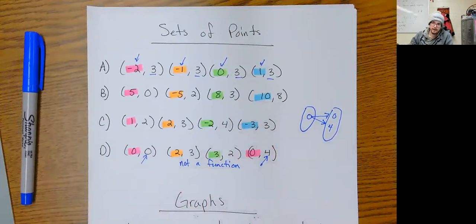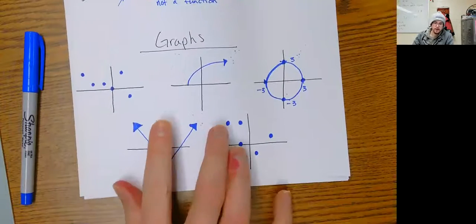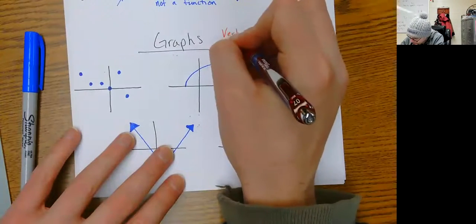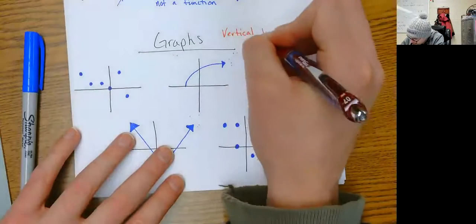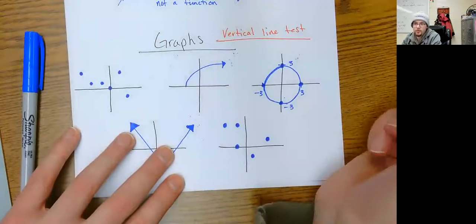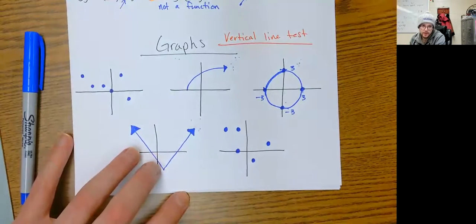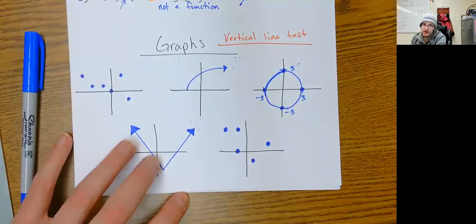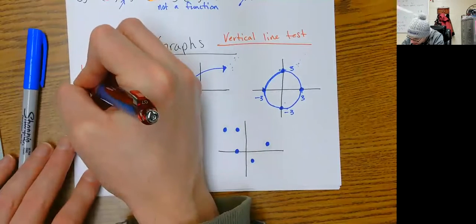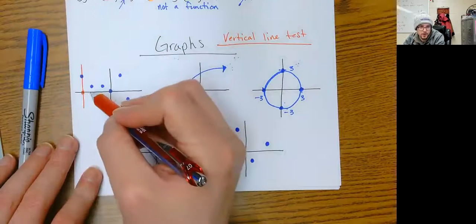Okay. The last part, the last little section of this video is looking at graphs. So for graphs, what you're going to want to use is the vertical line test. Now, we're looking for the same thing. We're making sure that none of the X values repeat, that none of the X values go to 2 Y values. So if I draw a vertical line here, does this X value go to 2 different Y values?